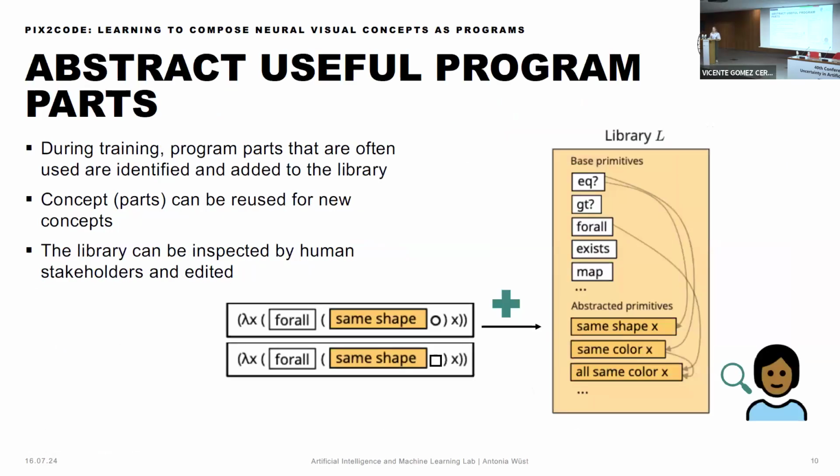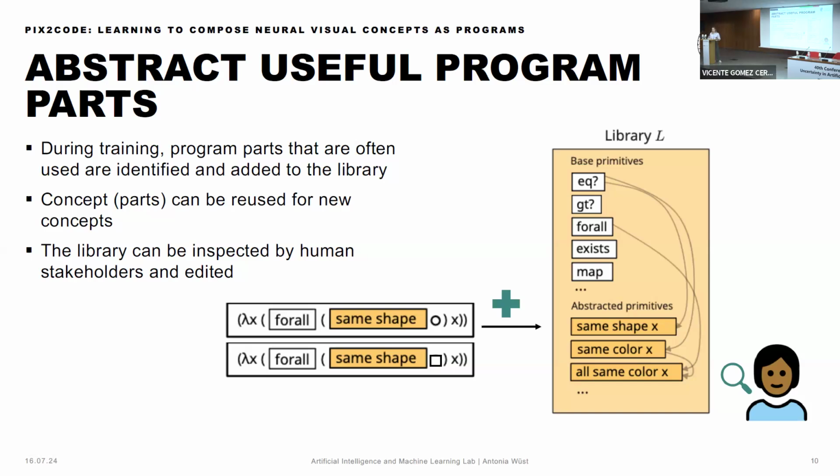Also, a cool aspect of the library is that it can grow over time during the training, because during training, we obtain programs that solve tasks. And if we see that there are some similarities in the programs, like here, this program checks if all objects are spheres, and this one checks if all objects are cubes, and they are pretty similar. So this program can be abstracted, and the shape can just be a variable in this function. And this makes it easy to reuse concept parts for new concepts.